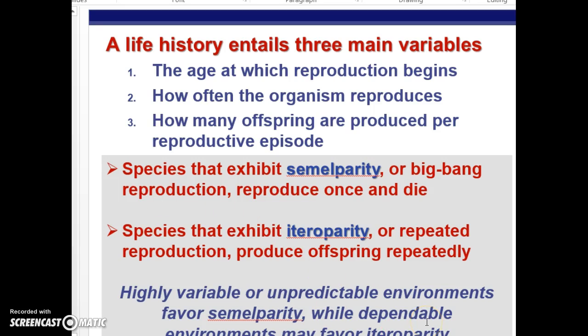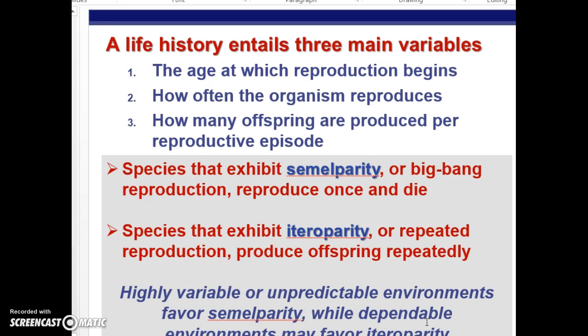So there are three major variables in life history. There's the age at which reproduction begins, how often the organism reproduces, and how many offspring are produced per reproductive episode. And there are two types of life history approaches. You can have semelparity or iteroparity.